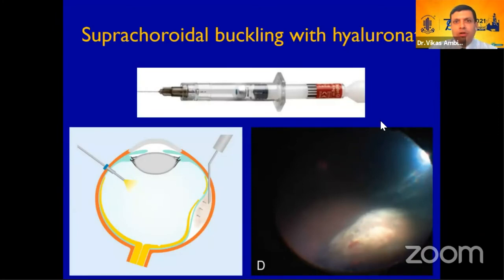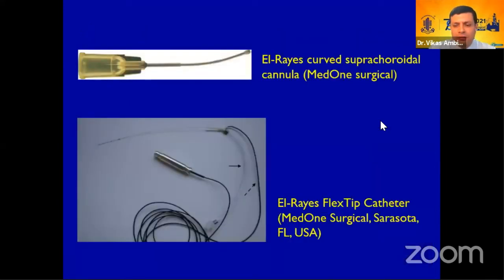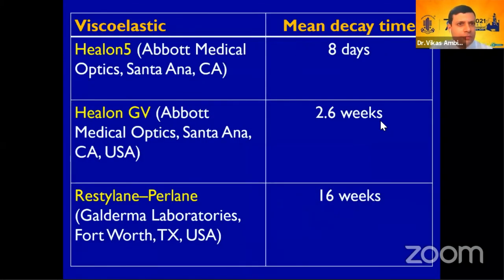Then suprachoroidal buckling is again a recent procedure. What we do in a scleral explant is indent the sclera from outside to bring about a chorioretinal adhesion. This concept involves just making a small sclerotomy and injecting a filler into the suprachoroidal space. So now you're indenting the sclera to oppose the retinal break with the underlying RPE without the inherent complications associated with scleral buckle placement. We are using different types of cannulas which have been devised and different types of hyaluronate depending upon the duration of indent that you need in these eyes.